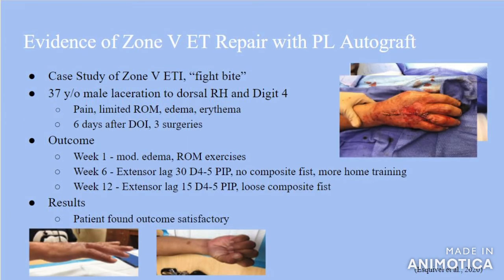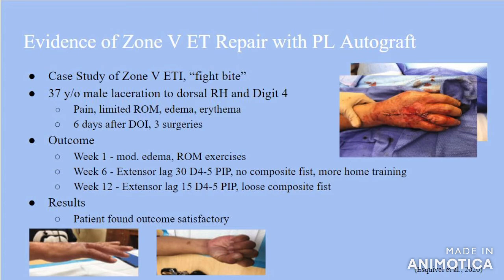The previous study reviewed the extensor tendon treatment protocol post-op. This case study addresses one method of surgical management after an injury to zone 5, otherwise called a fight bite. This is the most common mechanism of injury to this specific zone. The individual focused on in this case study is a 37-year-old male with a laceration to the dorsal aspect of his right hand in digit 4.